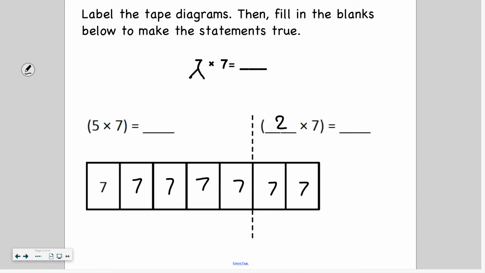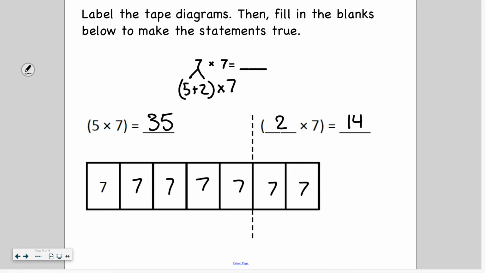So I've broken apart one of the numbers to be 5 plus 2, and I'm multiplying both of them by 7. So let's do the 5 times 7 first. Well, I know I can combine 5s for that one. 5, 10, 15, 20, 25, 30, 35. So 5 times 7 is 35. 2 times 7 is easy because that's basically 7 plus 7, so that's 14.